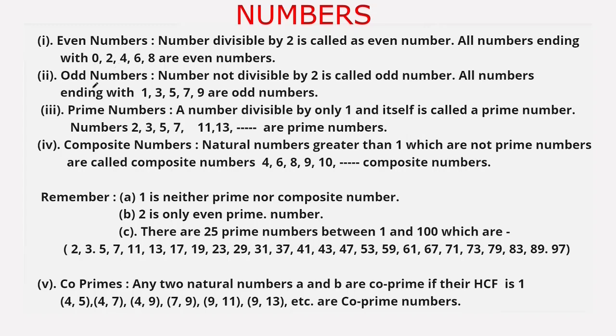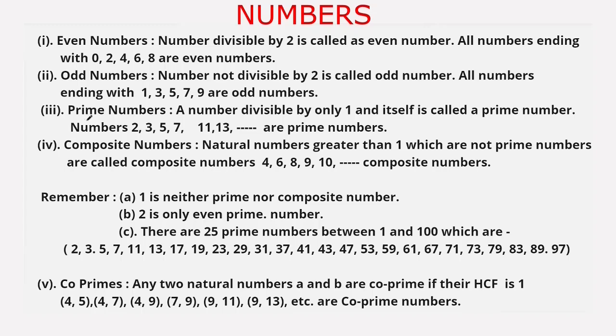Second is odd numbers. A number not divisible by 2 is called an odd number. All numbers ending with 1, 3, 5, 7 and 9 are odd numbers. For example, 21, 33, 45, 57, 69, and all other such numbers ending with 1, 3, 5, 7 and 9 are odd numbers.